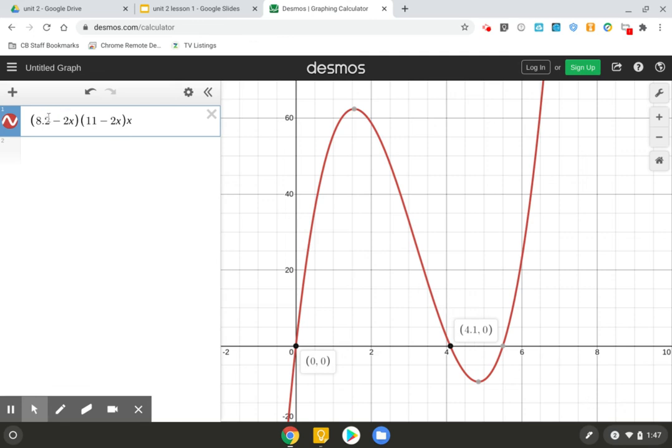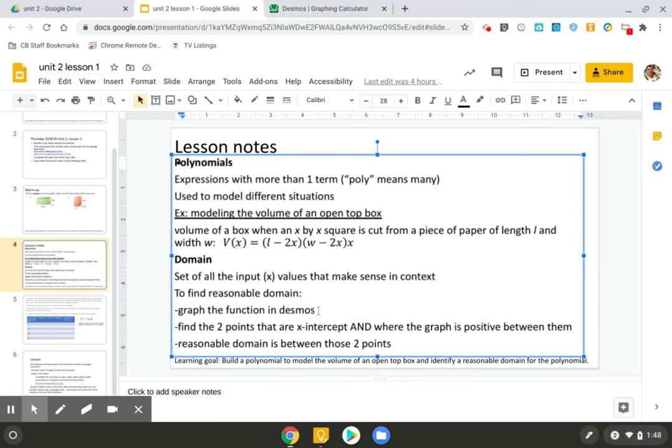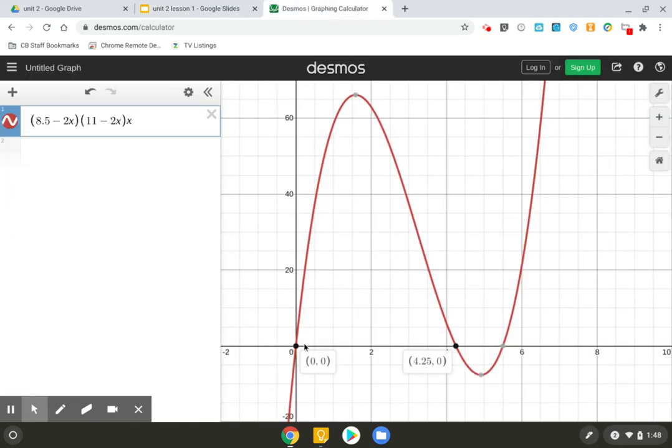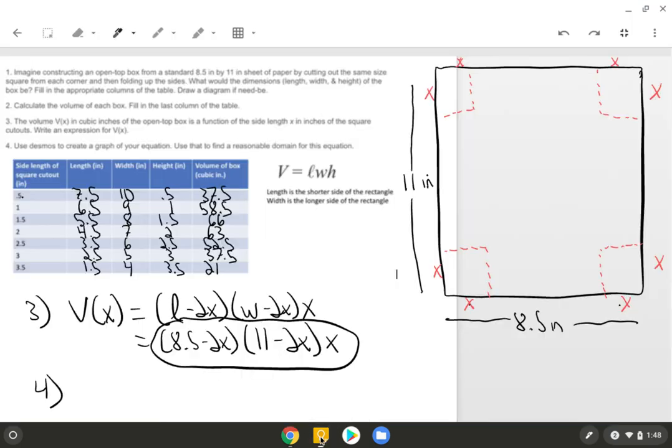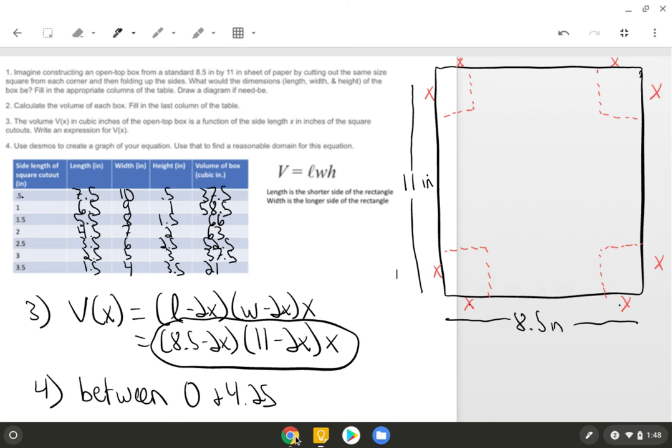And the graph is completely positive between those 2. So that right there, the reasonable domain is between those 2 points. So the reasonable domain, we would say, is between 0 and 4.25. So to answer the question, the reasonable domain is between 0 and 4.25.